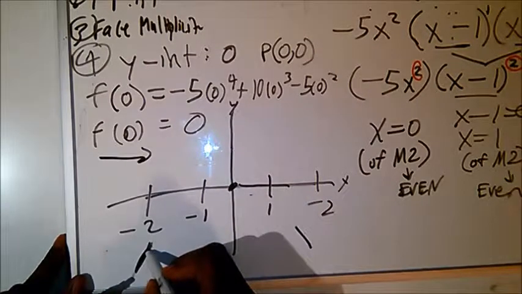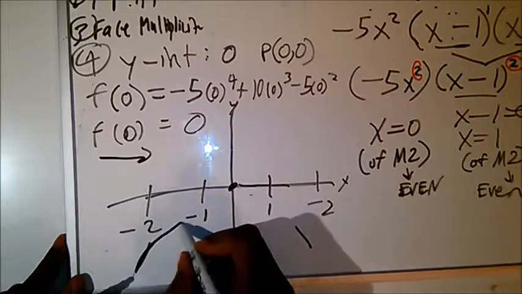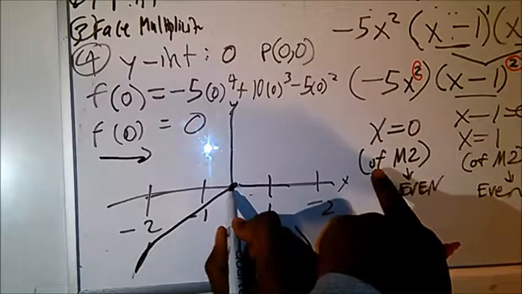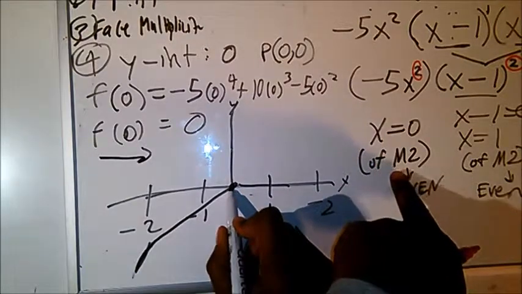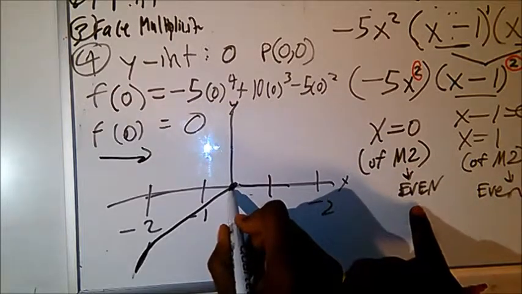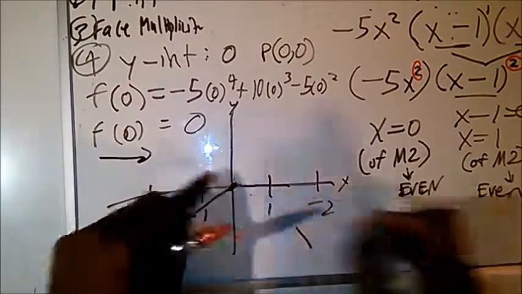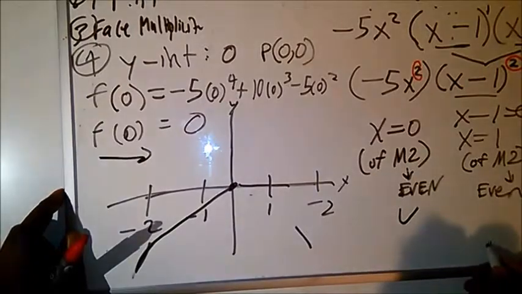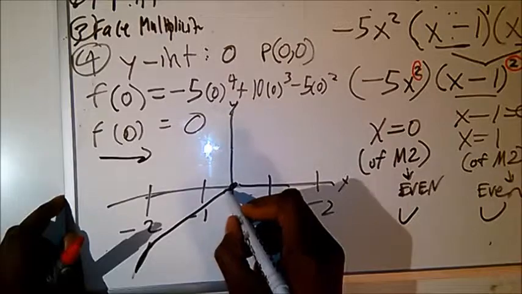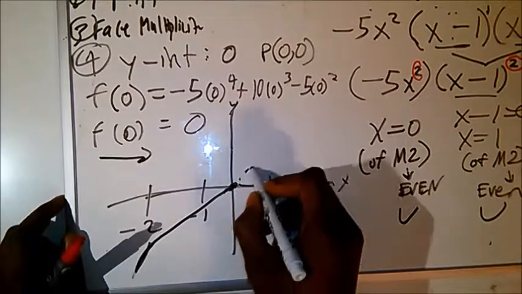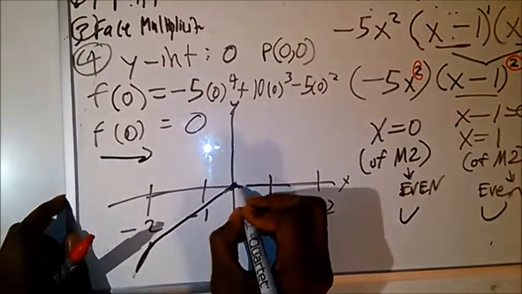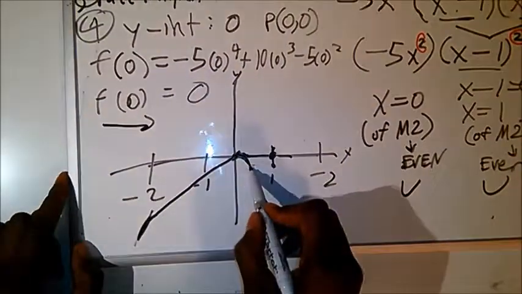We go to our first magnet, which is 0. We stop here. We ask ourselves, what multiplicity is x equals 0? How many times is it repeated? It's of multiplicity 2. So guess what? It's even, and evens are happy. This one here will be upside down happy. So we're not going to cross over. It's not odd. It's going to touch it and turn around. Make that happy face.